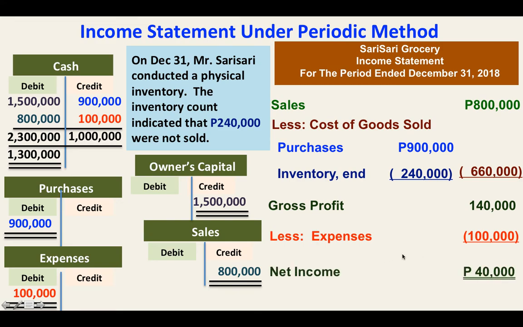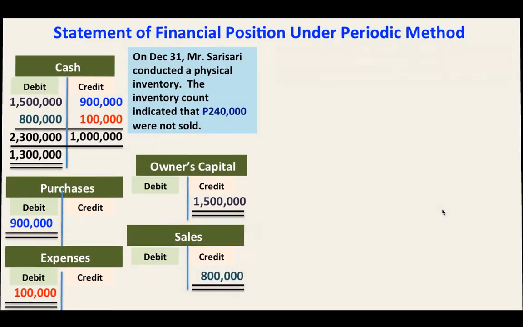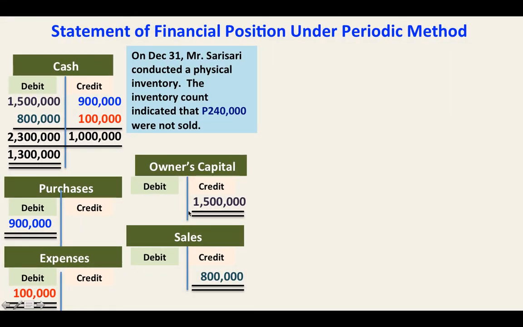Take note, class, that you have purchases of 900,000, but out of that, 240,000 was not sold. So the amount that was only sold is 660,000, the cost of goods sold. And the sales for that is 800,000. So you have a gross profit of 140,000. Okay, so this is what we have.